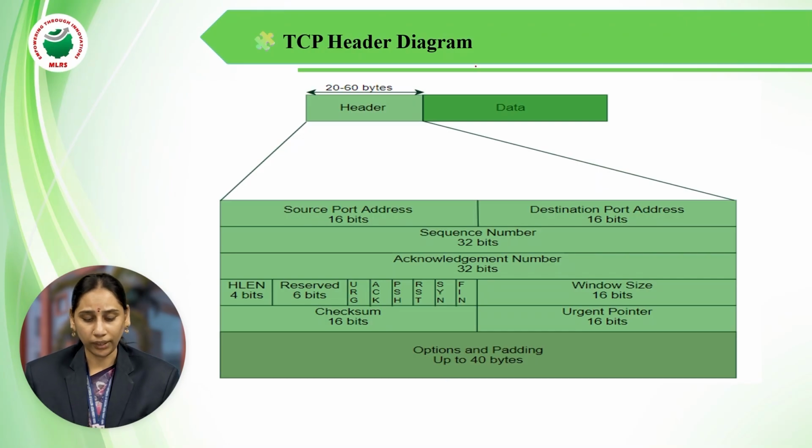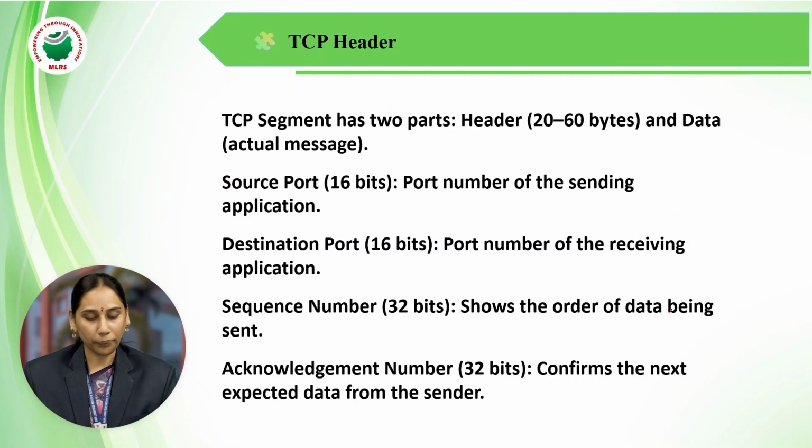TCP header diagram. Source port address, destination port address, sequence number, acknowledgement number, window size, urgent pointer. TCP segment has 2 parts. Header occupies 20 to 60 bytes, and data is the actual message. Source port occupies 16 bits, the port number of the sending application. Destination port occupies 16 bits, the port number of the receiving application. Sequence number is 32 bits, shows the order of data being sent. Acknowledgement number occupies 32 bits, confirms the next expected data from the sender.